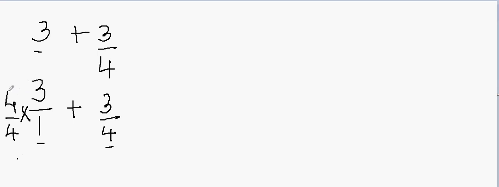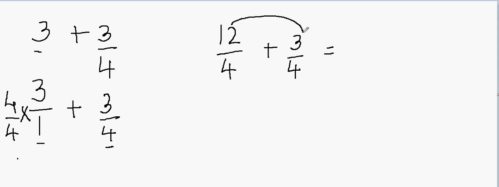Now, what you have to do is you multiply the numerators and then multiply the denominators. So 4 times 3 will be 12 and 4 times 1 will be 4. Then I have plus 3 over 4. Now, this is a simple addition problem.